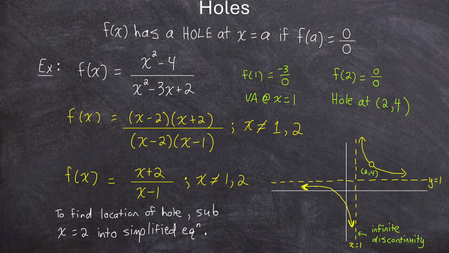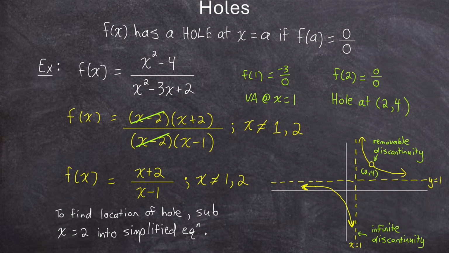That's the removable discontinuity. And the reason why it's called a removable discontinuity is because if we look at the rational function that we have here, the factor that creates the discontinuity at 2, this factor of x minus 2 in the denominator, we are able to cancel out that factor, so remove that factor that creates the hole, to get a simplified expression that tells us the location of the hole.